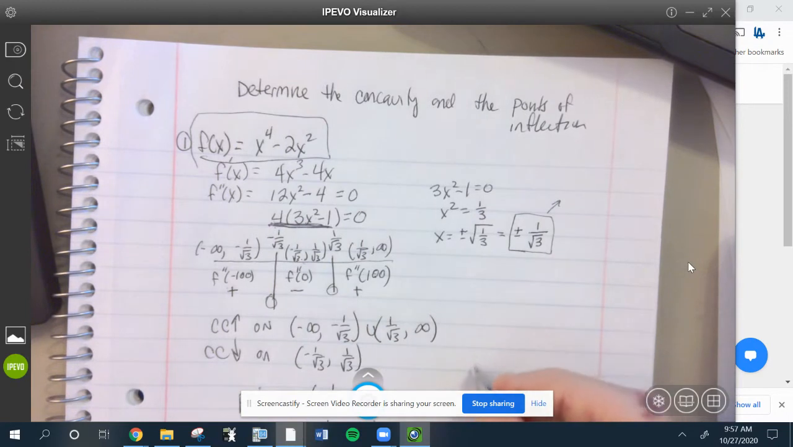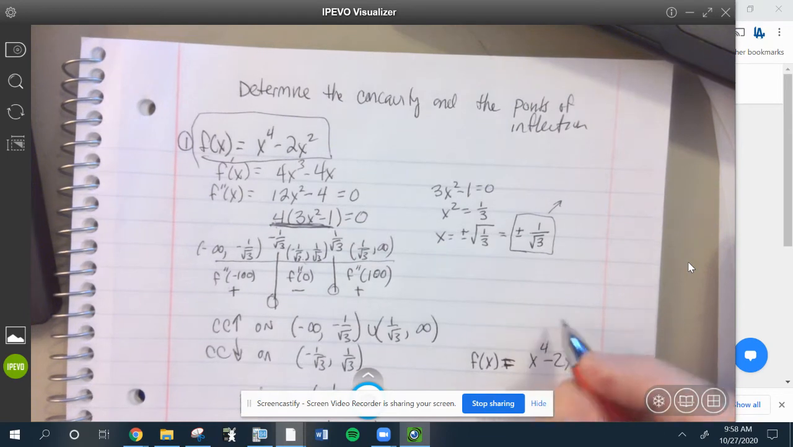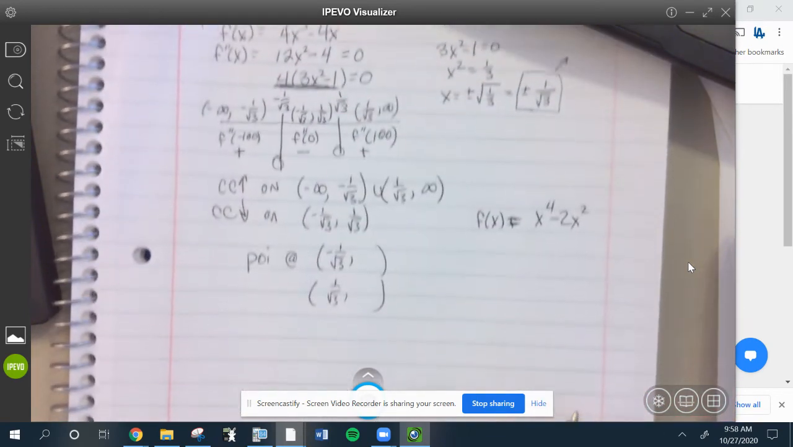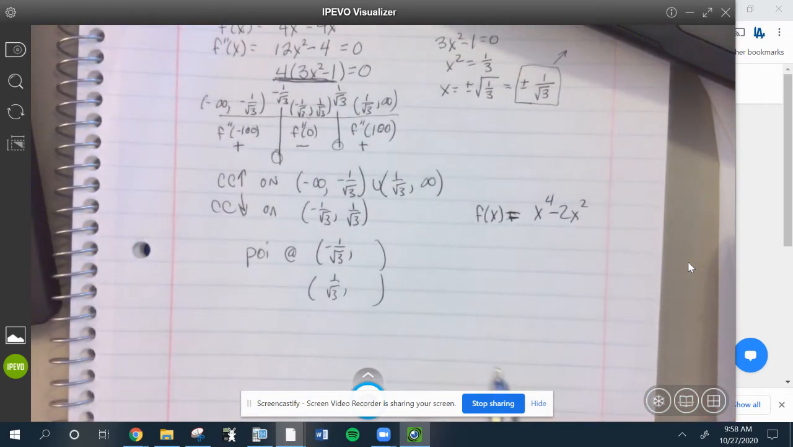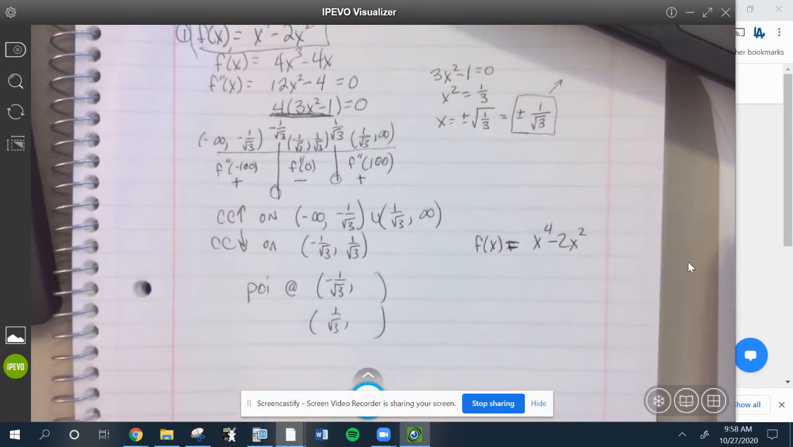So let's work on plugging those numbers into that and see what we get. I don't think it's going to be that bad because we're raising to the fourth. Sorry about that. I didn't realize I was off the camera. So those were our x coordinates. We need to plug them into the original function to find the y coordinates.